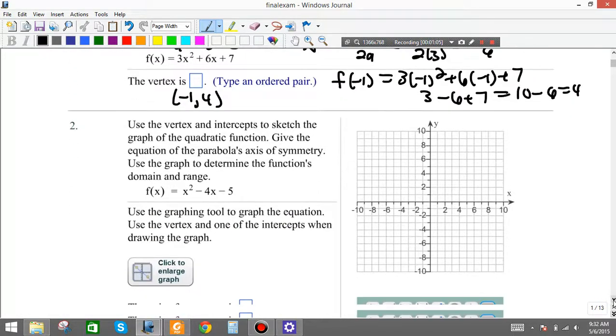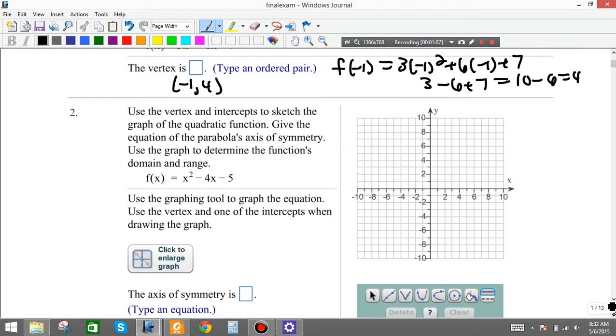Number 2 is a similar question, but we're answering a few more things about it. First, find the vertex, and although the vertex is not asked for, finding the vertex helps answer all of these questions. The vertex again is located, the x-coordinate is located at negative b over 2a.